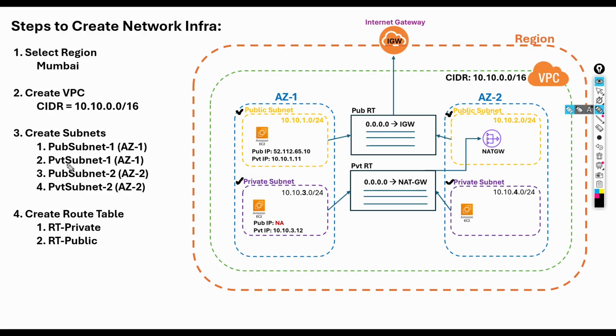After associating the subnet to the route table, we have to put a default route in the public route table towards the internet gateway. Similarly, in the private route table, we have to put a default route towards the NAT gateway. Let's log into the AWS Management Console to perform all these 4 tasks.